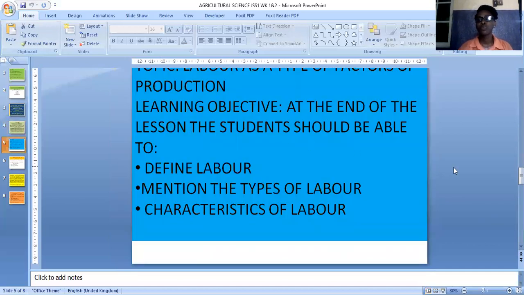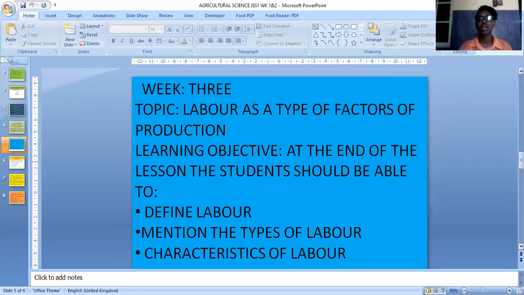labor. So this is week 3, talking about labor. At the end of this lesson, the student should be able to define labor, and mention the types of labor and characteristics of labor.